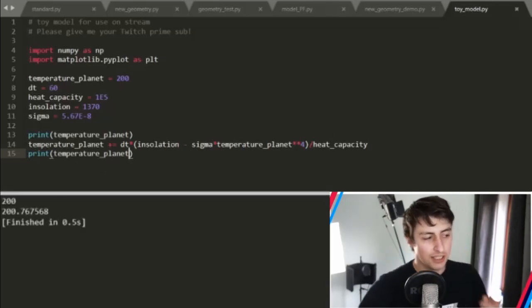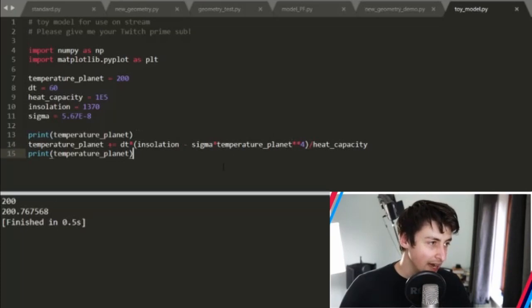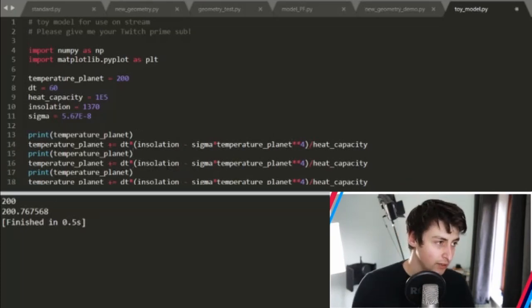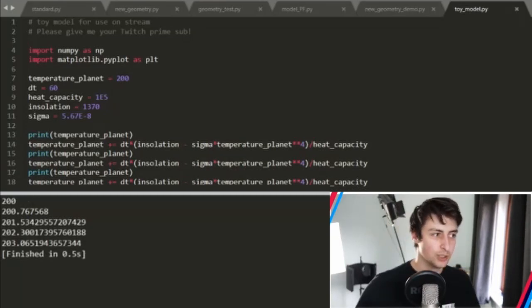And so what you can see is it was originally 200 Kelvin. We then did a calculation based on this energy imbalance, and it slightly increased. Over the course of 1 minute, the planet, on average, warmed by nearly a degree. Let's do that again, and we will do it a couple of times, and we'll just see what happens. So the output is increasing quite quickly, actually, considering this is every minute.